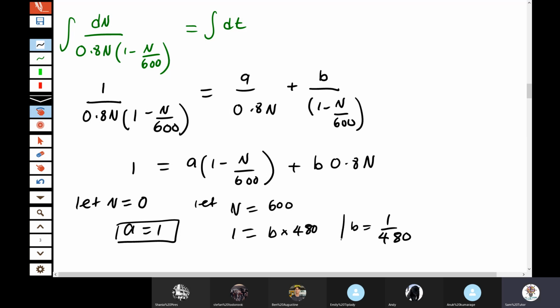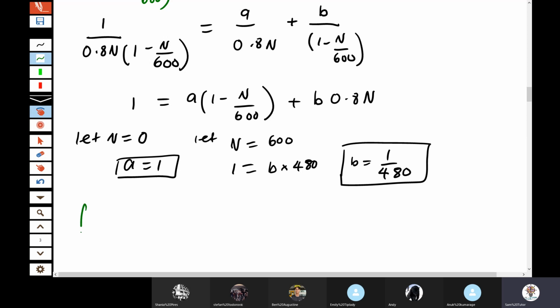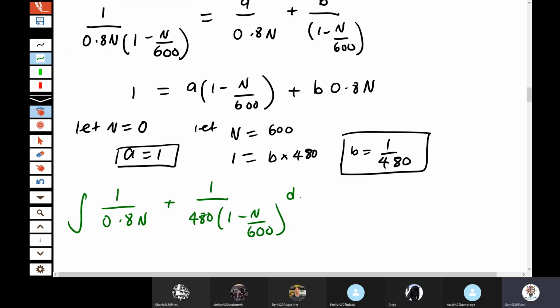We did all of that just to be able to finally write this thing as 2 fractions so that we can integrate. So back to green. My integral is now the integral of 1 over 0.8n plus B over 1 minus n over 600 dn, wasn't it? And then equals the integral of dt.